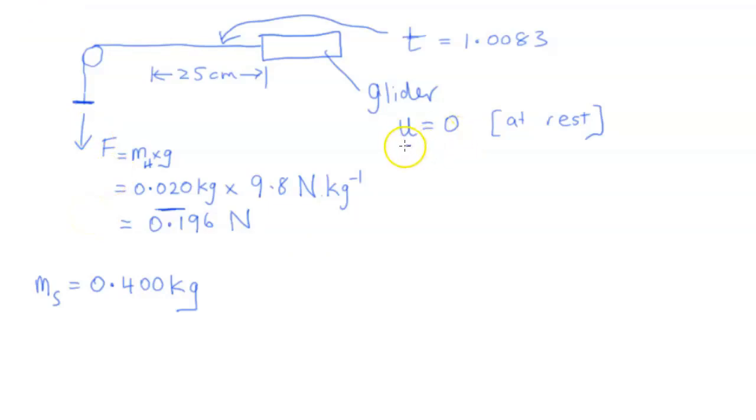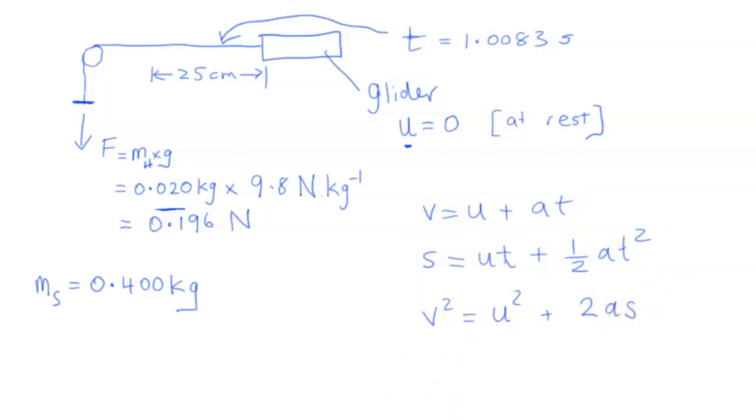Now the glider is initially at rest, so its initial velocity is 0. As I said, we're going to measure the time it takes to cover 25 centimeters, and we can use one of the SUVAT equations or equations of motion to calculate the acceleration of the glider. So recall we have these three equations. Now I'm just going to quickly eliminate some.